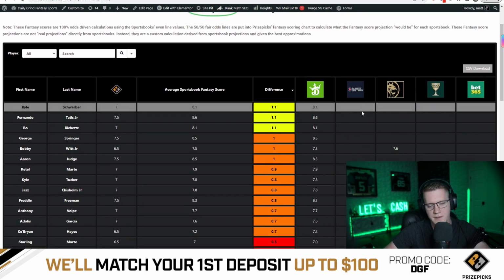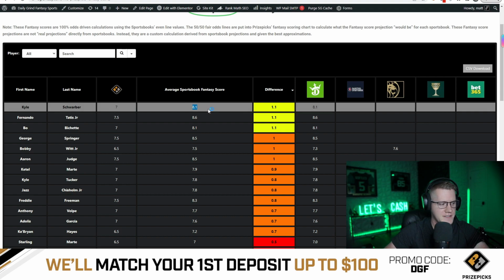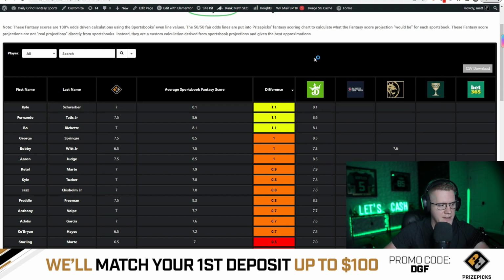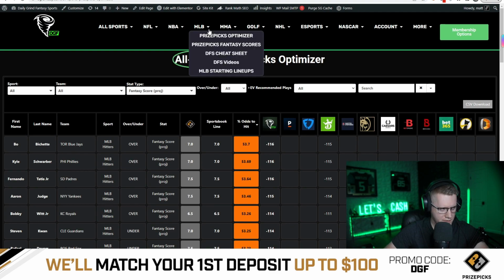This screen is completely free, at least right now. So to take a look here, Kyle Schwarber, set to 7 on Prizepicks. We have his fantasy score calculation at 8.1. It looks like the book, and that looks like DraftKings, is viewing this as an 8.1 fantasy score calculation, a little bit higher than Prizepicks. So then we have that on the MLB fantasy score tab here under the MLB tab.